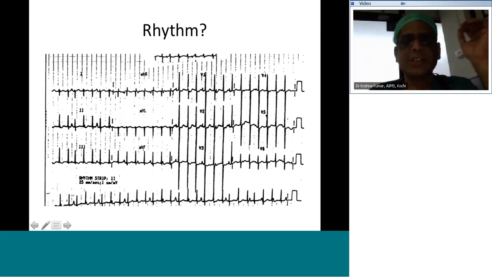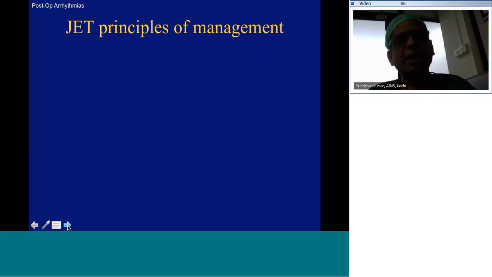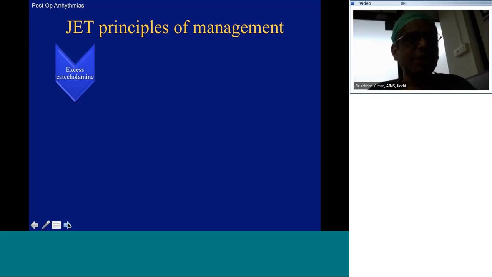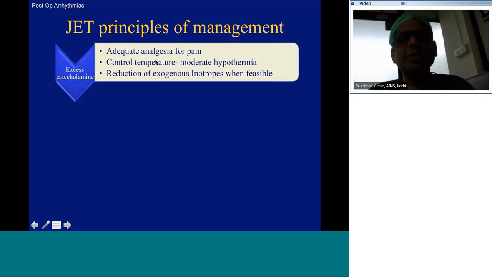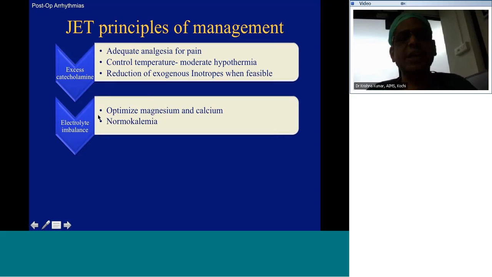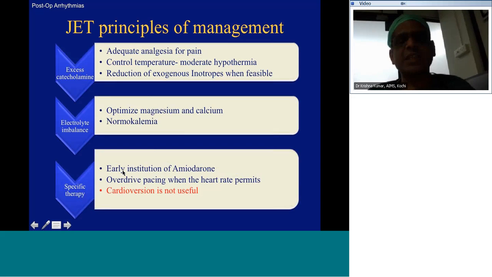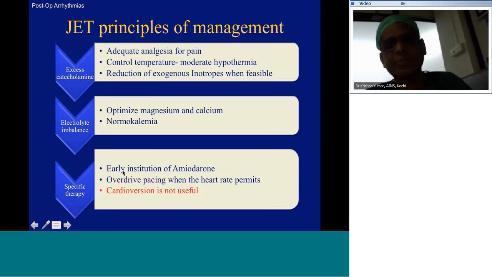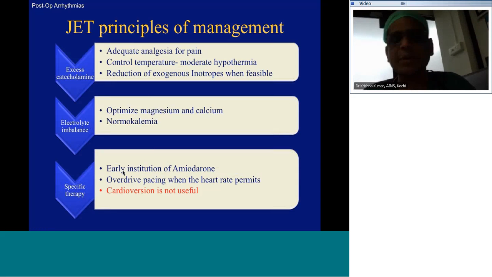So you should definitely then manage JET specifically, based on the principles of management, which is worth re-emphasizing at this point, and that is excess catecholamine. You take care of analgesia, control temperature, induce a certain degree of moderate hypothermia, reduce exogenous inotropes when feasible, often it's feasible, correct and optimize magnesium, calcium, and potassium, and then you initiate specific therapy early with amiodarone. Overdrive pacing whenever heart rate permits, and cardioversion is not useful.